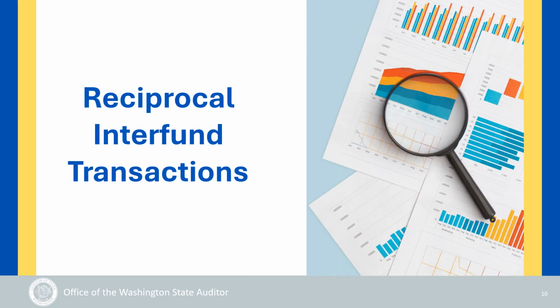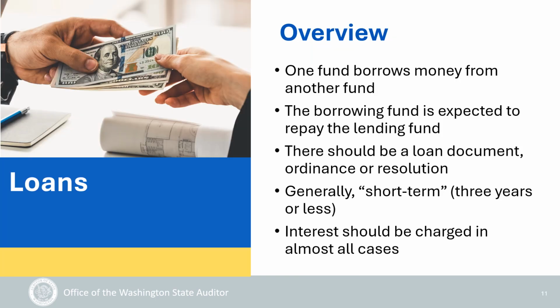The 2 types of reciprocal interfund transactions are interfund loans and interfund services provided and used. Let's start with the interfund loans. Interfund loans are when one fund borrows money from another fund. This is considered reciprocal because the lending fund gives up money to the borrowing fund, but they receive something in exchange. The borrowing fund pays them back, including interest.